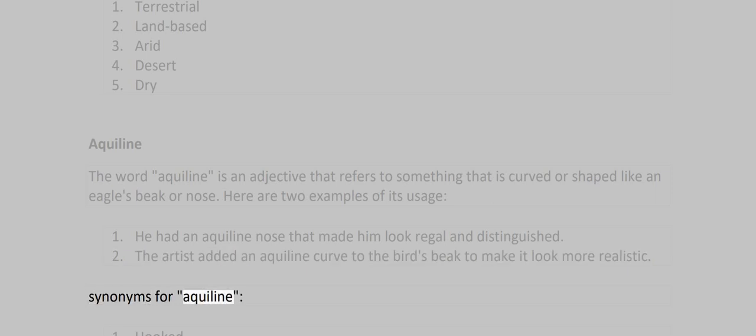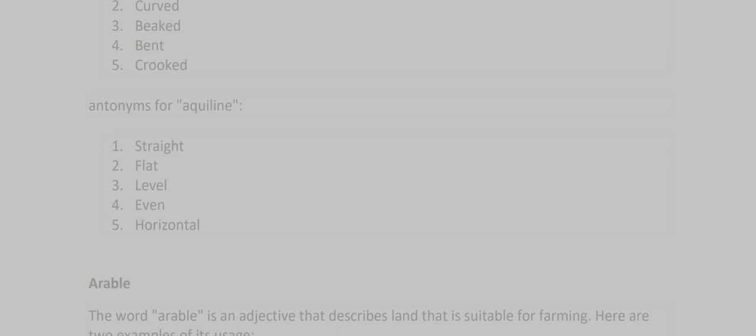Synonyms for aquiline. 1. Hook. 2. Curved. 3. Beaked. 4. Bent. 5. Crooked. Antonyms for aquiline. 1. Straight. 2. Flat. 3. Level. 4. Even. 5. Horizontal.